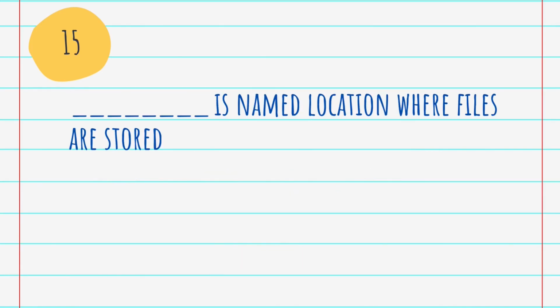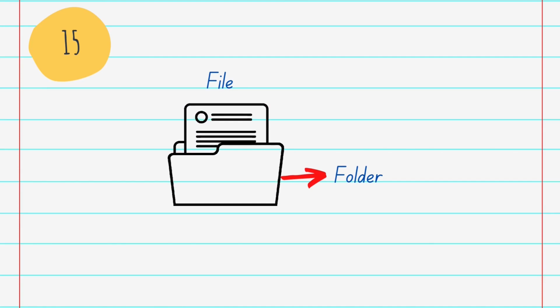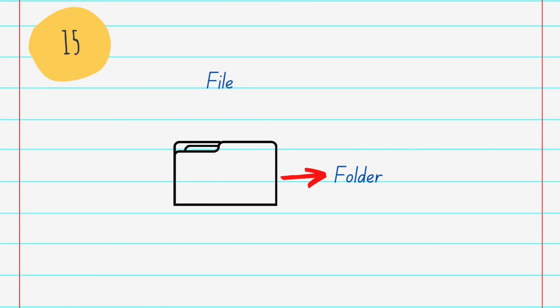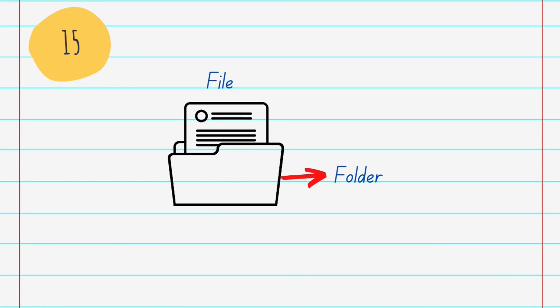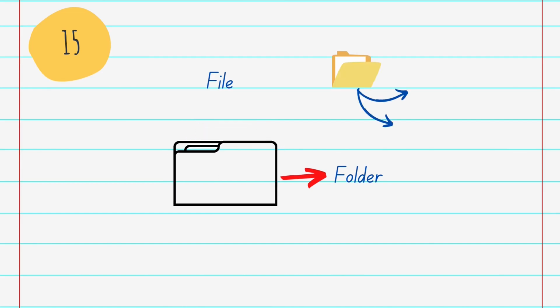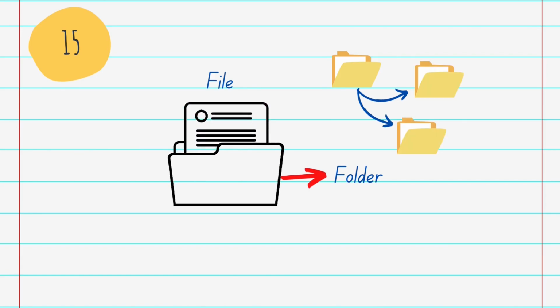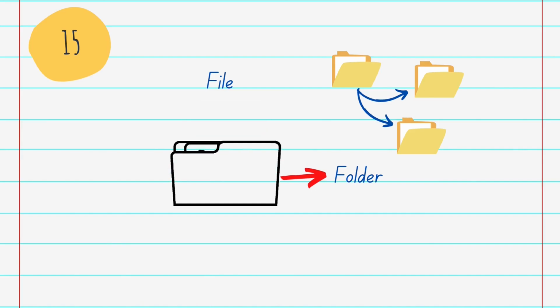Got it? Then question number 15: dash is the named location where files are stored, and the answer is folder. We all know what files and folders are. Let's revise. A file is the common storage unit in a computer, and all programs and data are written into a file and read from a file. A folder holds one or more files, and a folder can be empty until it is filled. A folder can also contain other folders, and there can be many levels of folders within folders.